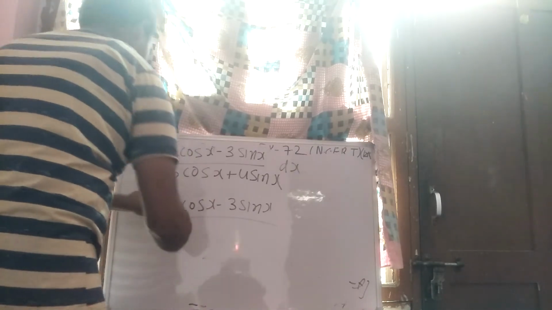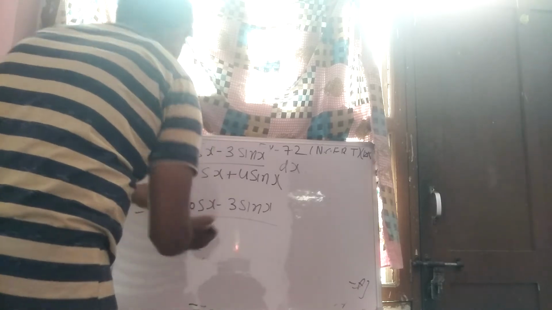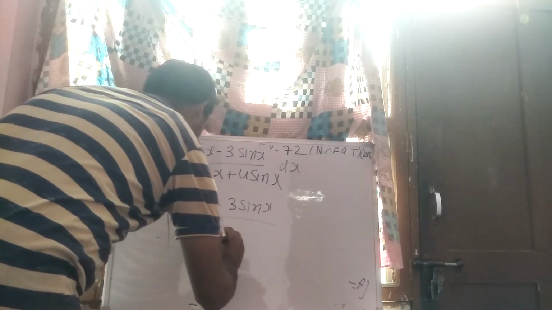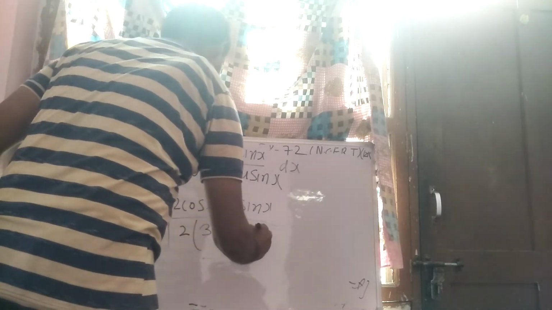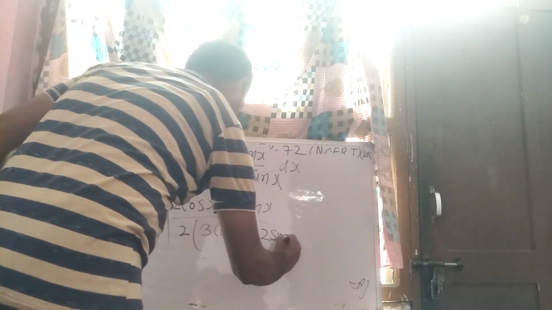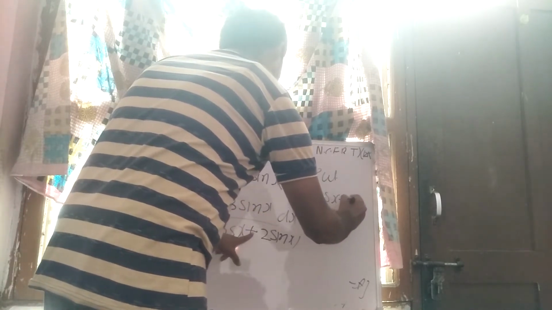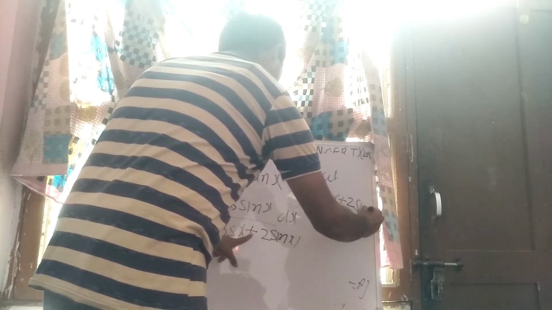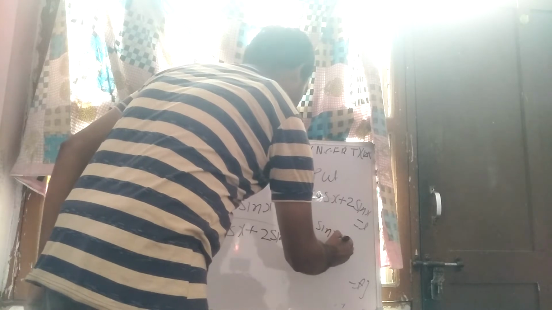We have to take 2 common. So this is equal to 3 cos x plus 2 sin x, into, we also put this 3. Put 3 cos x plus 2 sin x equal to t. So 3 sin x, and cos x means minus, so 3 minus sin x plus 2 cos x, and this is dx.